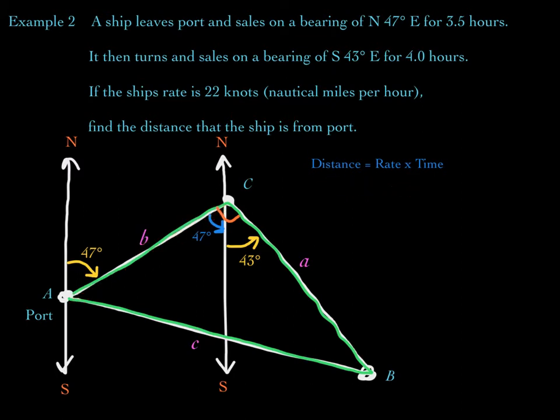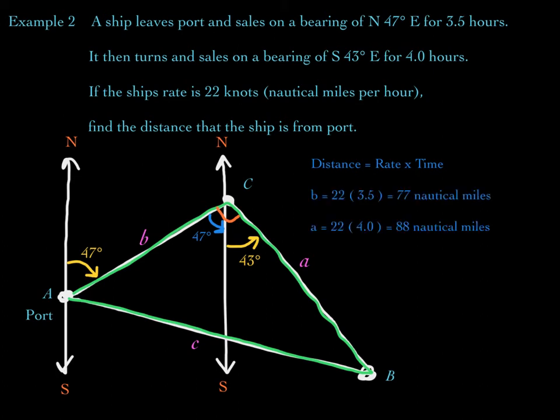Now, they told us the speed or the rate, 22 knots or nautical miles per hour, and they told us the time. So when the ship first left the port, it went for 3.5 hours. It traveled for 3.5 hours at 22 knots, nautical miles per hour. So I'm going to multiply this rate by this time to get the distance of this first leg. I'll do the same thing. I'll take the rate of 22 knots and multiply it by 4 hours, that's the time, to get the distance of the second leg of the trip.